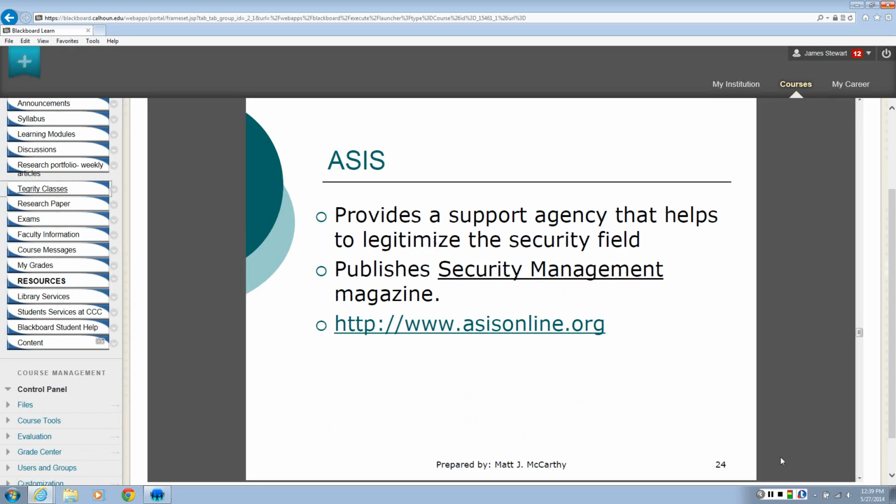Okay, there's our website, www.asisonline.org. They do publish a really cool magazine called Security Management. It's a really good resource for everything security, basically.